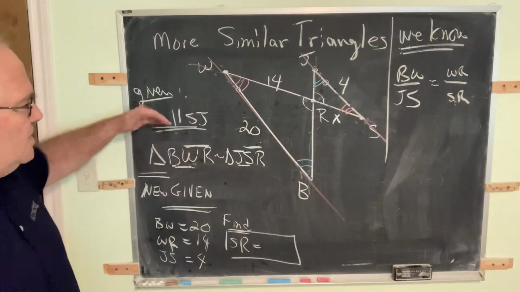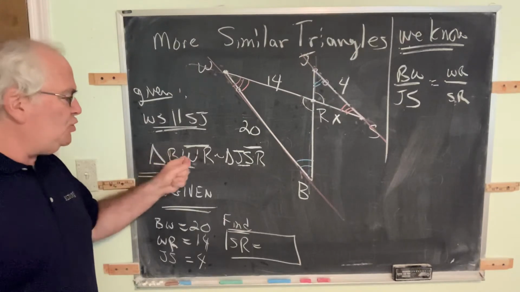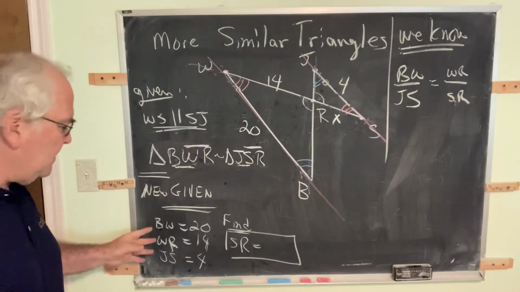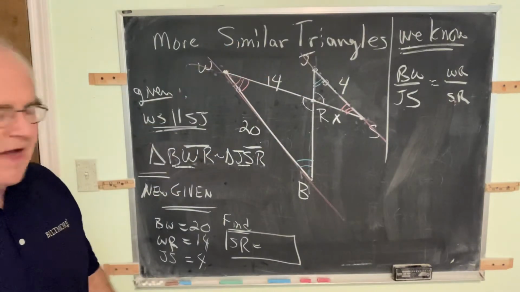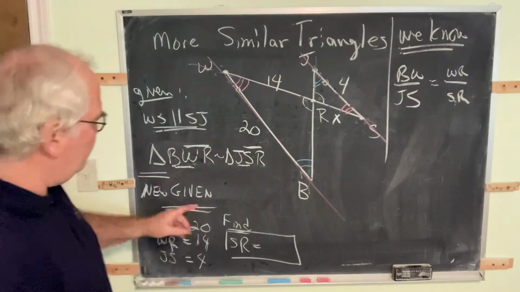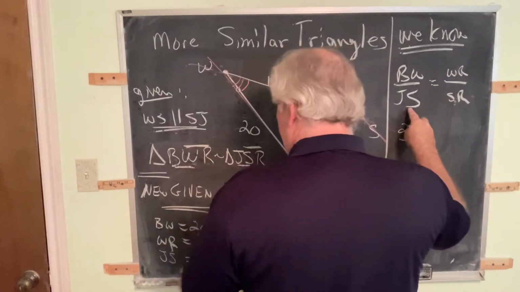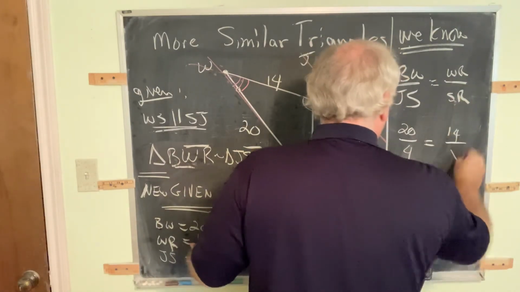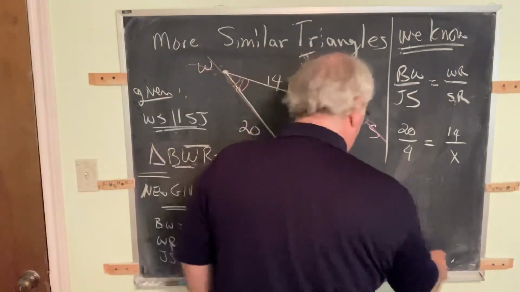So it's making sure we understand that if the lines are given to be parallel, then we do have similar triangles. Make sure you list the values in the correct sequence. Then use the given information, set up a proportion. Now it's just substitute and simplify. The rest of this is basic algebra from a couple of semesters ago. So we know BW, 20, is to JS, which is given to be 4, is equal to WR, which is 14, over X, which we don't know yet. Cross multiply, set them equal, solve.